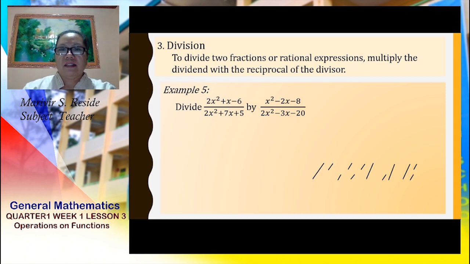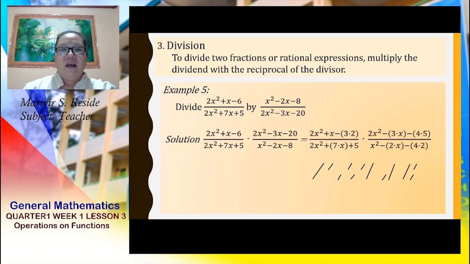It's quite long, guys, but I think it's just easy for us as long as we know the principle behind division of algebraic expressions. So for us to solve it, of course, when we say division, get the reciprocal of the divisor. When we say divisor, the second expression is the divisor. 2x squared plus x minus 6 over 2x squared plus 7x plus 5 times the reciprocal of the given divisor, 2x squared minus 3x minus 20 divided by x squared minus 2x minus 8.